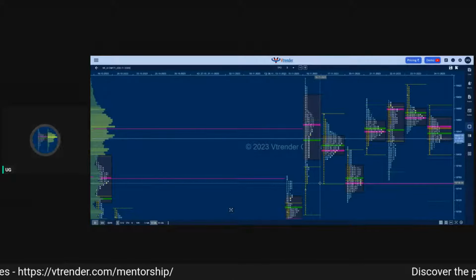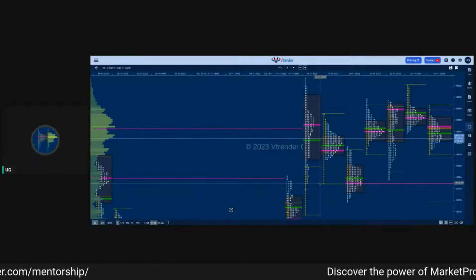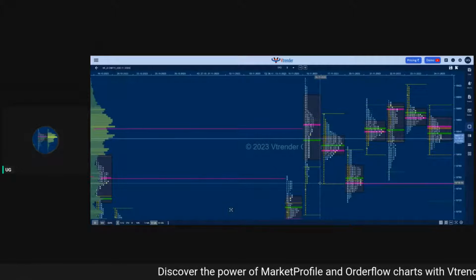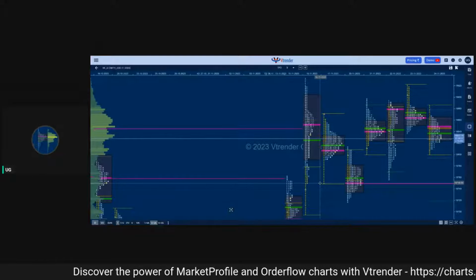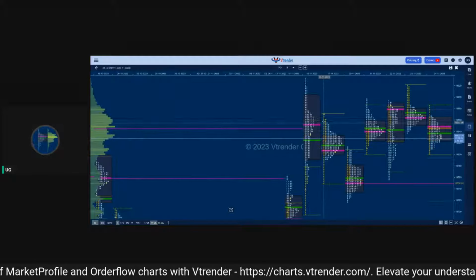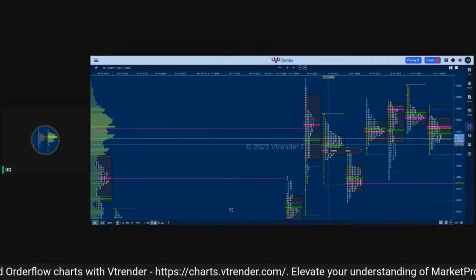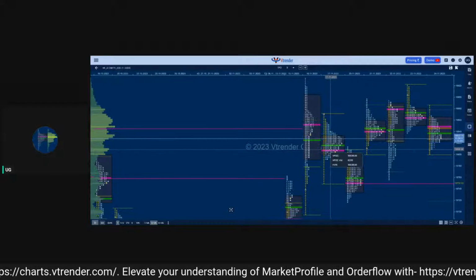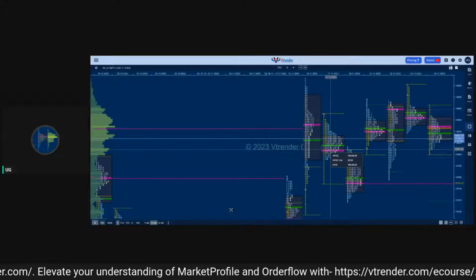We made a low right there. This was 19750. We'll come back to that, how 19750 continued to be an important reference even now as we close this week today. So we formed a P-shaped profile on this day. It was a normal day which filled up the value of the previous profile, the low volume zone of the previous profile.